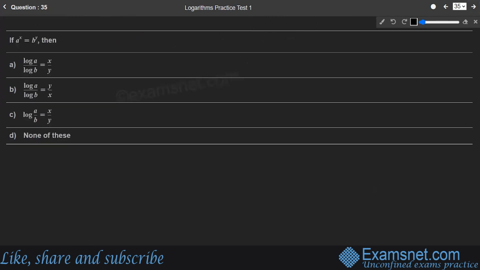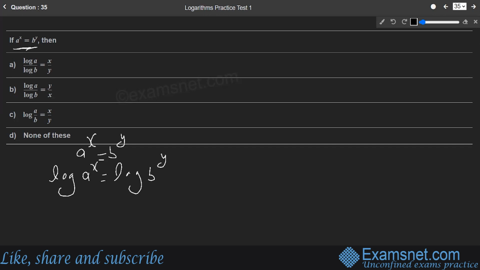Now, a to the power x equal to b to the power y, then find out the value. So then we have to check which particular expression holds the same. Okay, let us just see. The first thing that is given is a to the power x equal to b to the power y. Now, as the options are given in the log form, so let us take the log. If you take the log, what do you achieve? Log of a to the power x is equal to log of b to the power y. This is what you achieve.